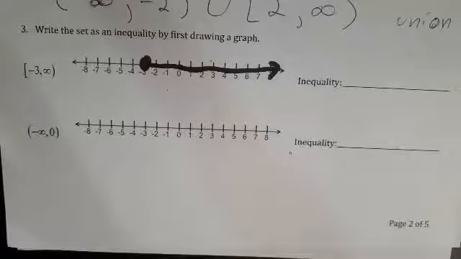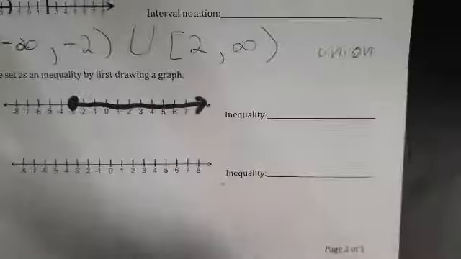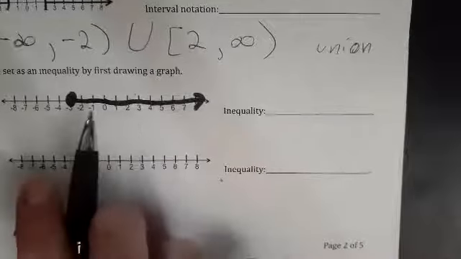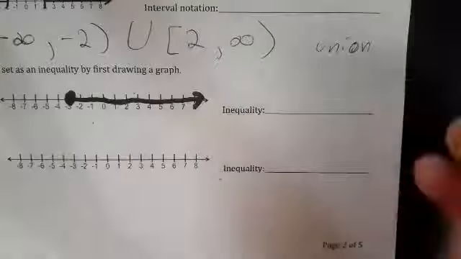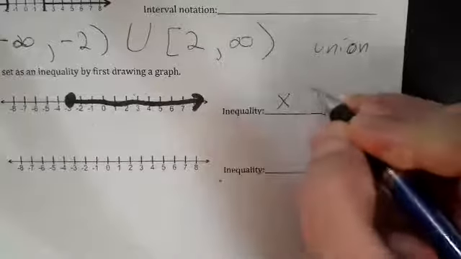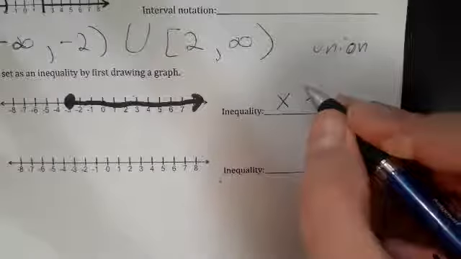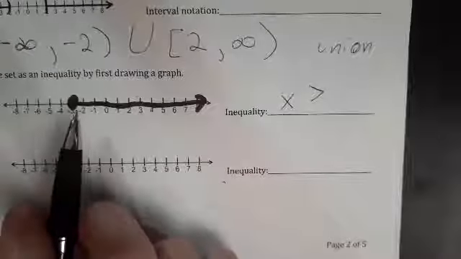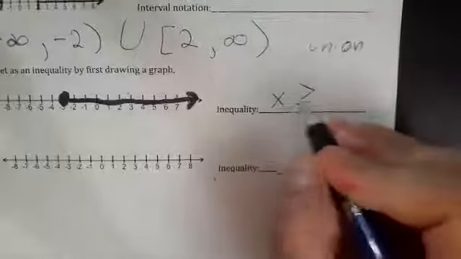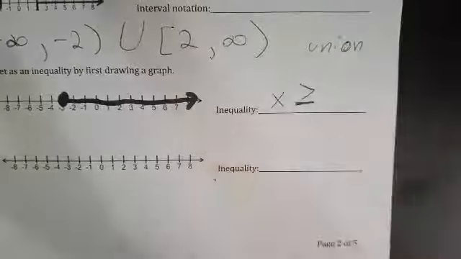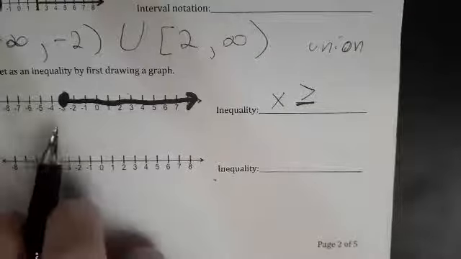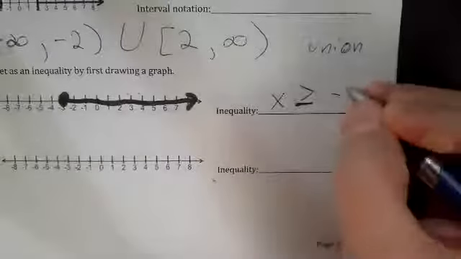And so now I want the inequality from this. If it's going off to the right, this is an x is greater than sort of inequality. Since we include this endpoint, it should be greater than or equal to, and then the number I want is right here, the minus 3.